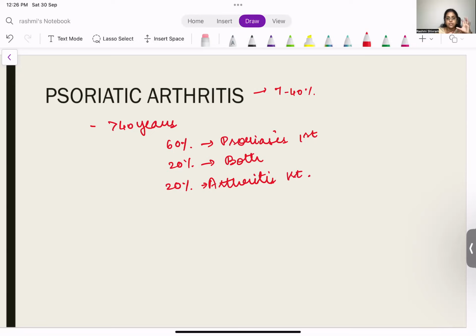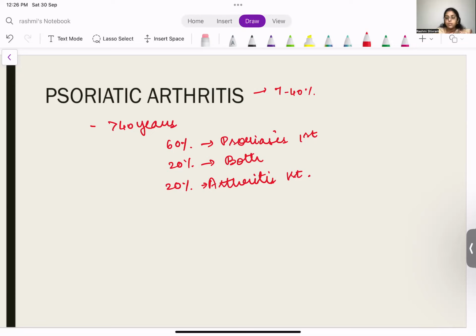So in 60% of patients with psoriasis, they first develop psoriatic skin lesions, and then they may develop arthritis. But in 20% of patients, they develop arthritis first and later go on to develop skin lesions. In around 20%, both present at the same time. This is a very important epidemiological point that you should remember.